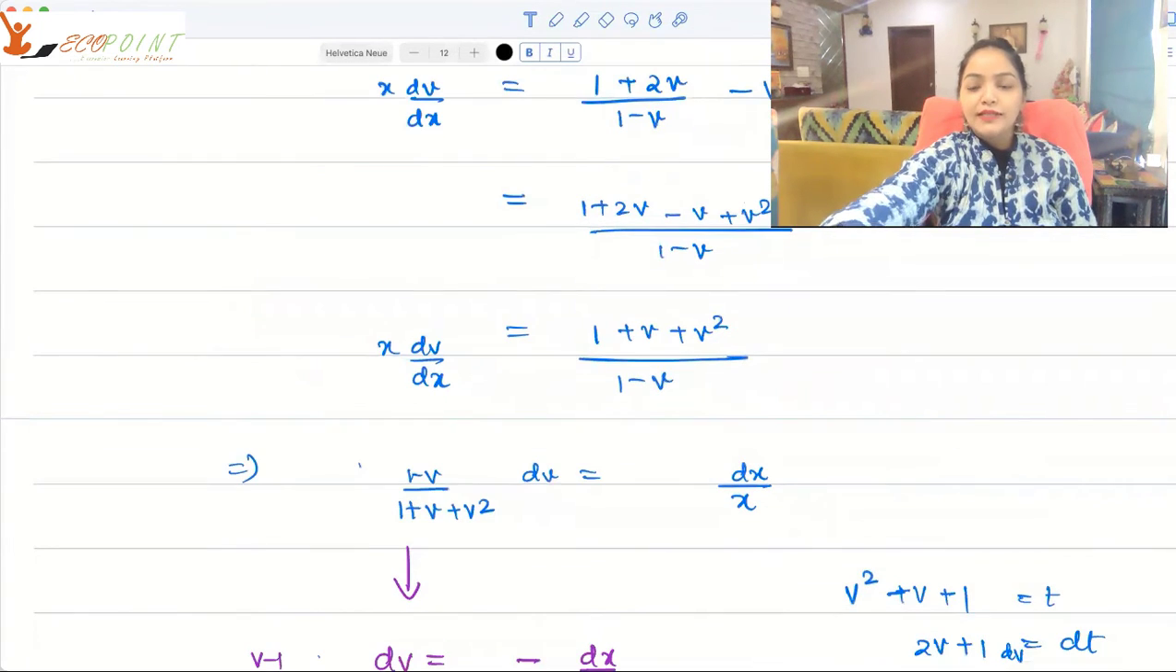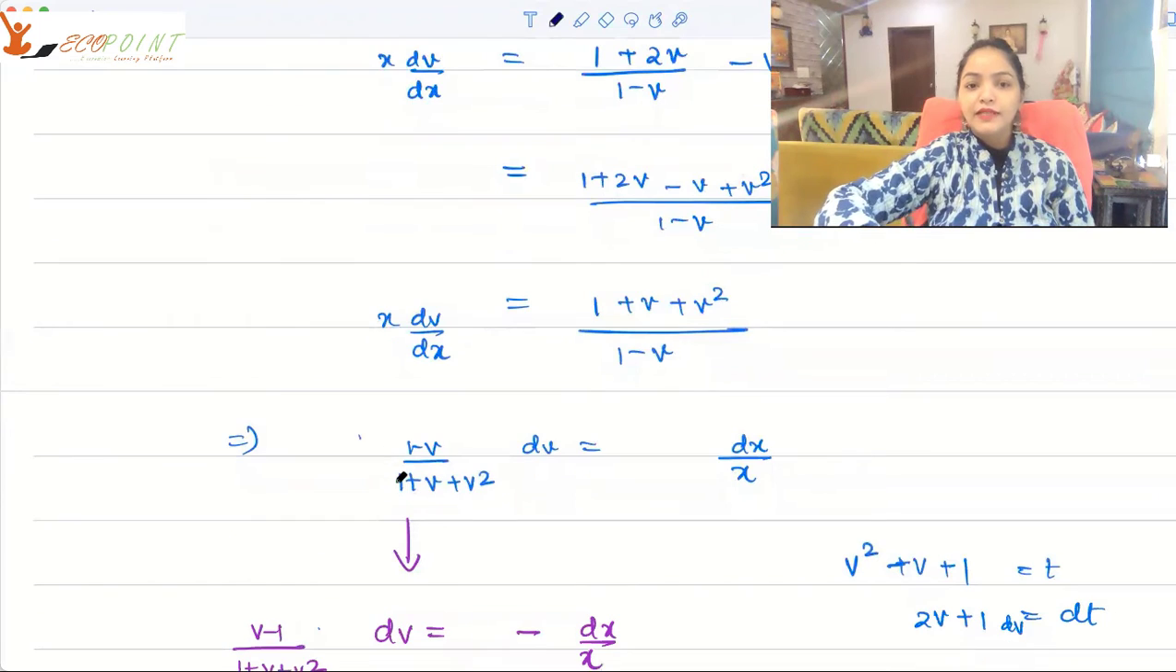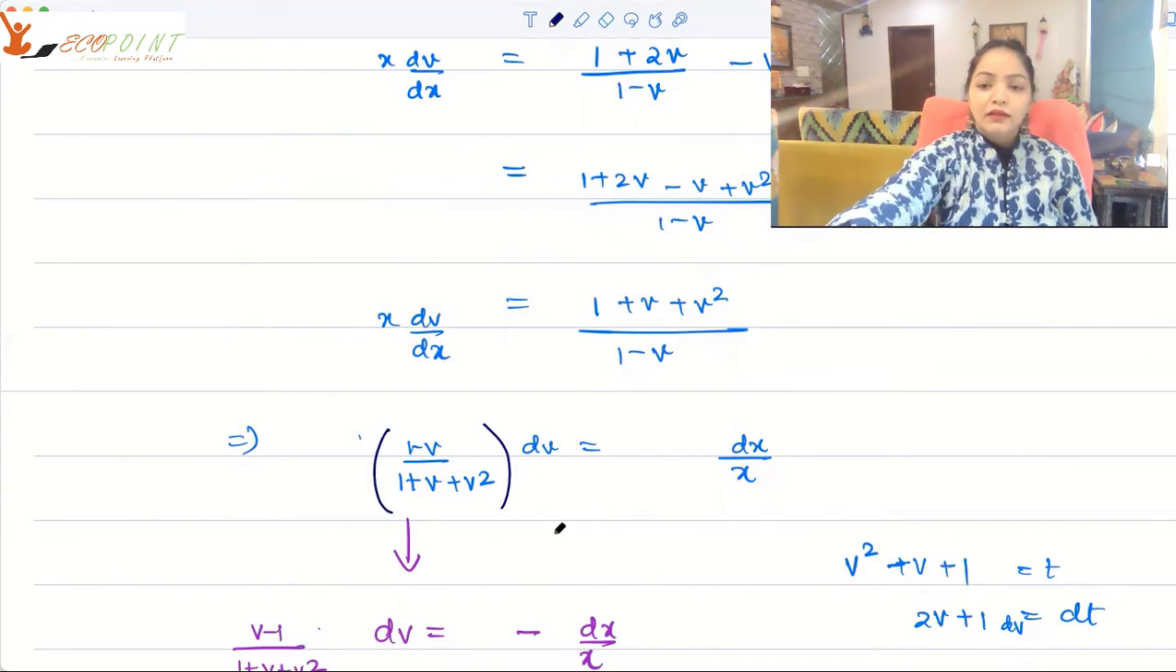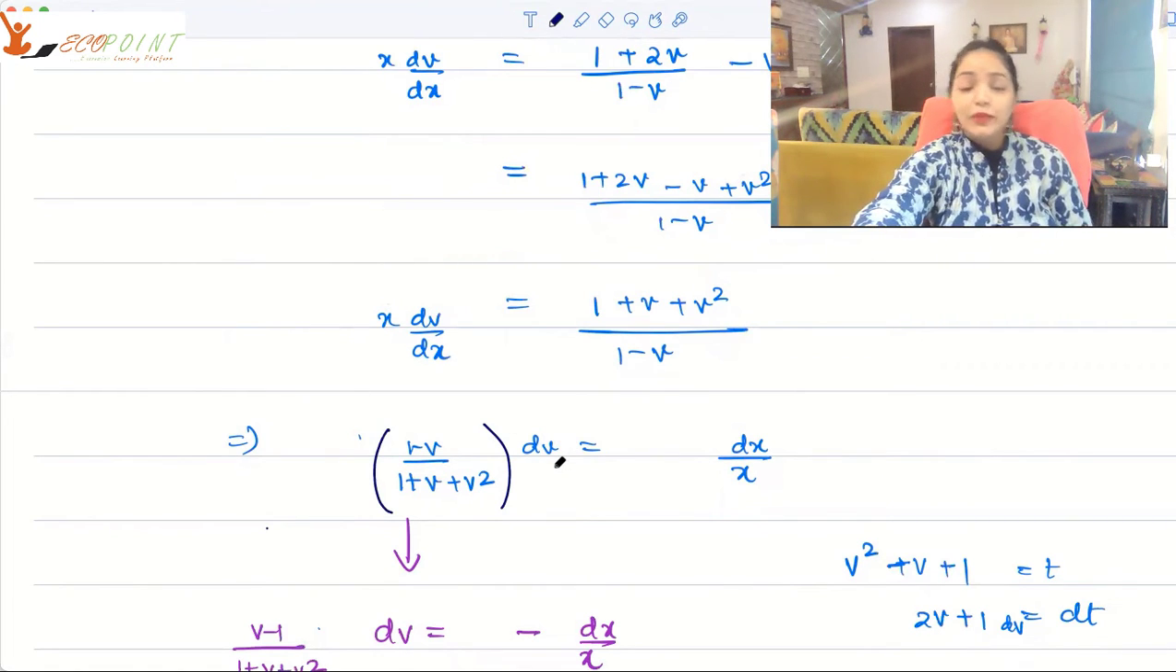Or in other words, now let's collect our terms. In terms of v, we have (1 minus v) upon (1 plus v square) dv equals dx by x. Integrating on both the sides. What I have done here is, I will have to do some more substitution since I have 1 plus v square. If I substitute that as t, so I will get 2v plus 1 dv as dt.